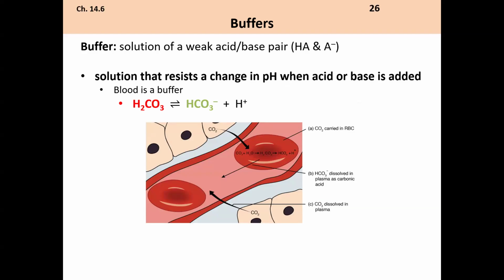Let's look at this a little bit. In your blood, you have H2CO3 and you have HCO3 minus. The H2CO3 comes from the fact that I breathe in CO2 or that I produce CO2. So I have H2CO3 and HCO3 minus. So I have a weak acid and its conjugate base.